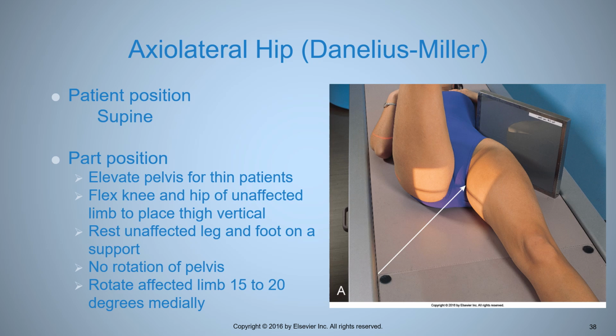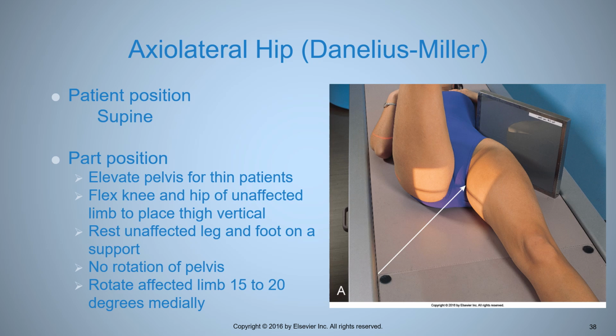The cassette is placed with the top of the cassette above the iliac crest. I always used a 14 by 17 because I was just paranoid. I didn't think the 10 by 12 was big enough. I think the book says the 10 by 12 is big enough. In the modern age, that's a moot point because you're using a digital detector that's like 18 by 18. So it really doesn't matter. Place the top of the image receptor above the iliac crest.